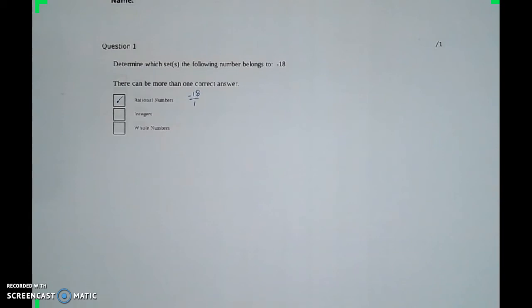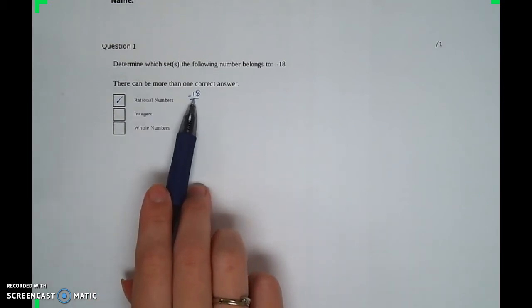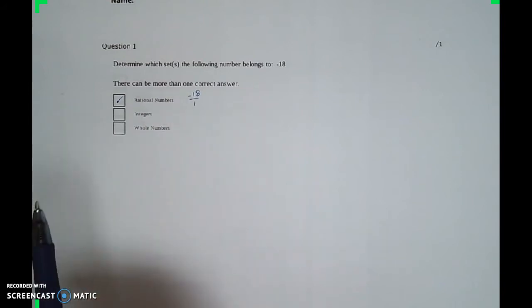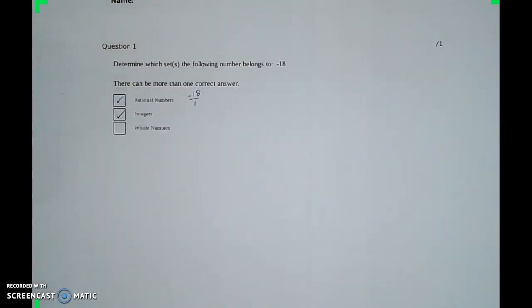Now integers are counting numbers, 0, and their opposites. So this is the opposite of a counting number, just like you count 1, 2, 3, 4. Negative 18 is the opposite of one of those numbers. It's a negative version, so that would be considered part of this set.